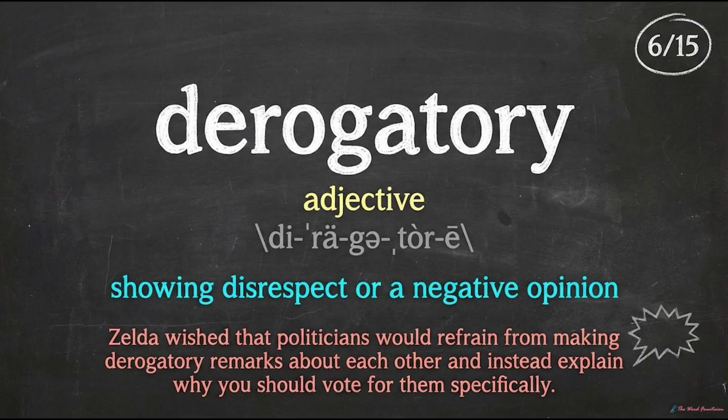The example in the text mentions a voter named Zelda, who is sick of politicians making derogatory remarks about each other. She doesn't want them to lower the opponent. She wants them to explain why they deserve the vote. It's the difference between "my opponent is wrong" and "my opponent is an idiot." Exactly. The second one is derogatory, and the spelling is D-E-R-O-G-A-T-O-R-Y. Stress is on the R-O-G.